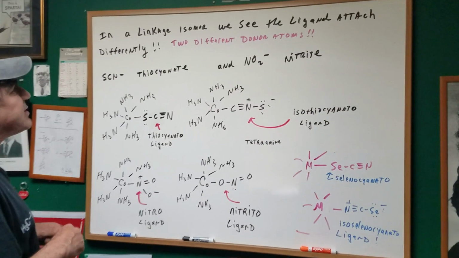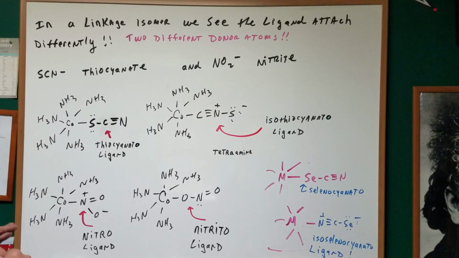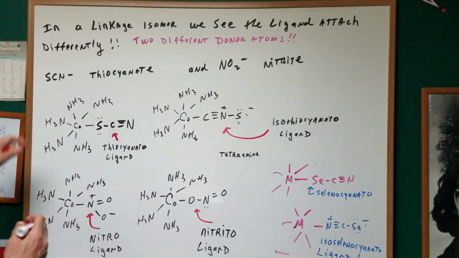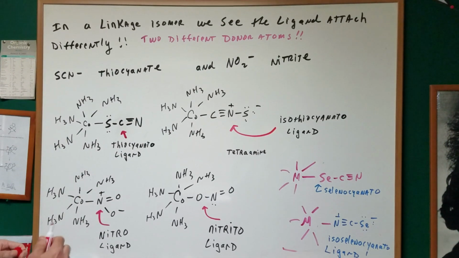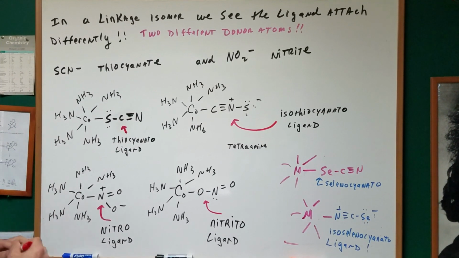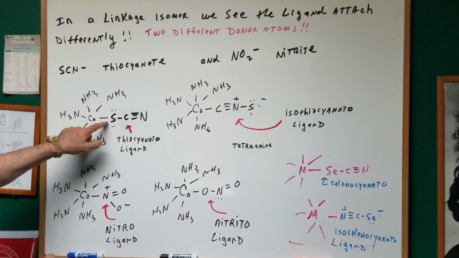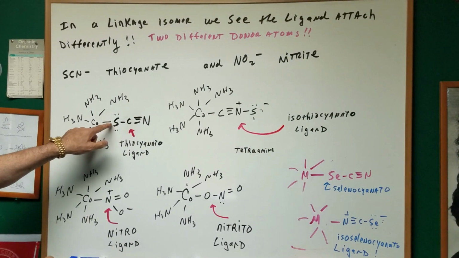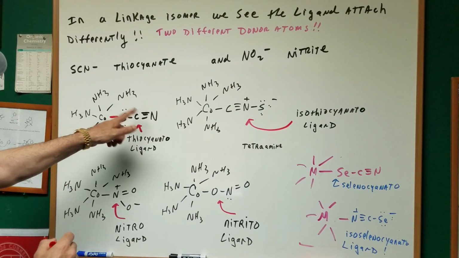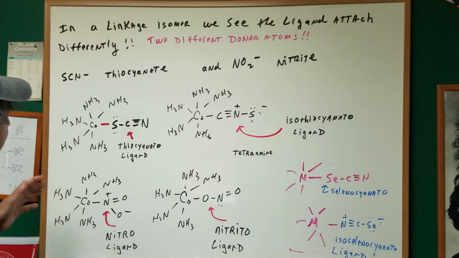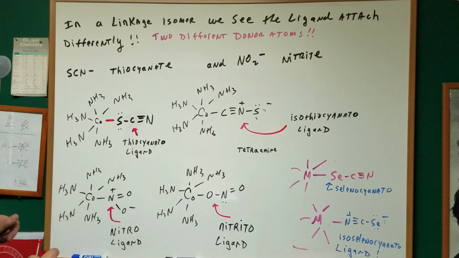In a linkage isomer, we're going to see the ligand attached differently. There are going to be two different donor atoms. Let me give an illustration. We'll use the thiocyanate ion and the nitrite ion to exemplify this point. Here's the metal, the cobalt, and as you can see, we can have the ligand attached from the sulfur. Let me put it in red. And therefore, this ligand, don't worry about the name, but if you're curious, is called a thiocyanate ligand.